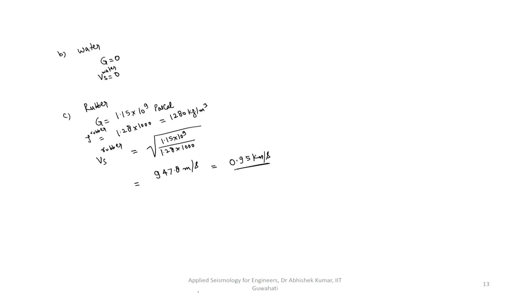Now, based on the derivation we have done for the primary wave as well as the secondary wave, the primary wave can propagate through any medium, whether it is solid, liquid or gas. However, whenever it comes to the shear wave, because it is inducing shearing in the propagation medium, as far as the medium is offering resistance or has shear modulus, the shear wave can propagate through it, otherwise the shear wave will not be able to propagate.